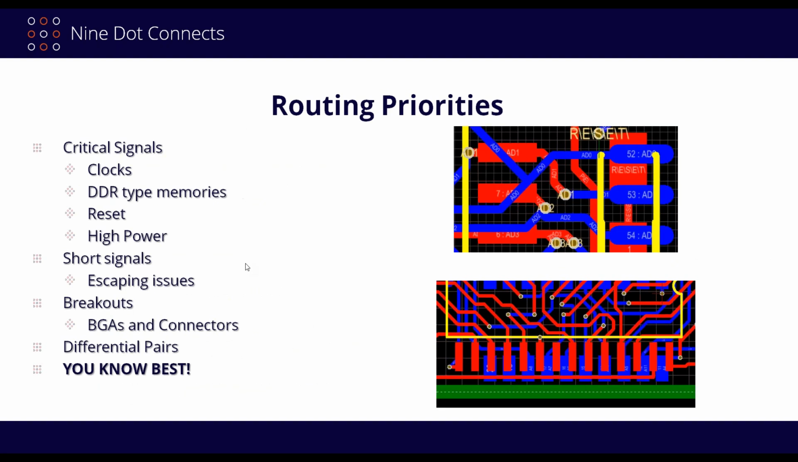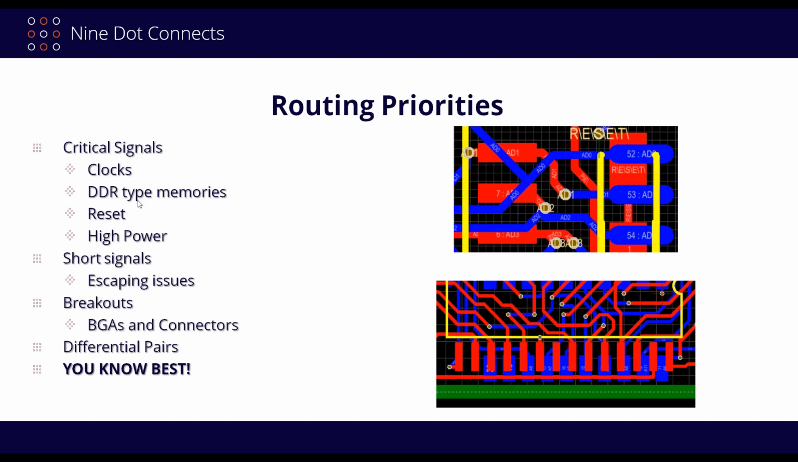But we did find that the less vias we had, the faster and easier it was to route. Routing priorities, you're going to have to know these better than anybody else. Routing priorities are just your clocks, your DDR memory types, your reset, your power. Don't let the routers try to do this stuff. You're probably going to be best at it by far.